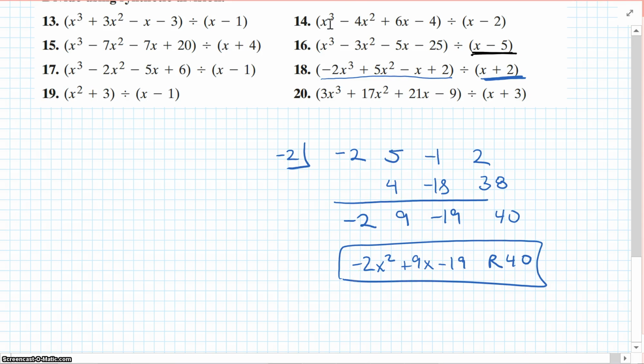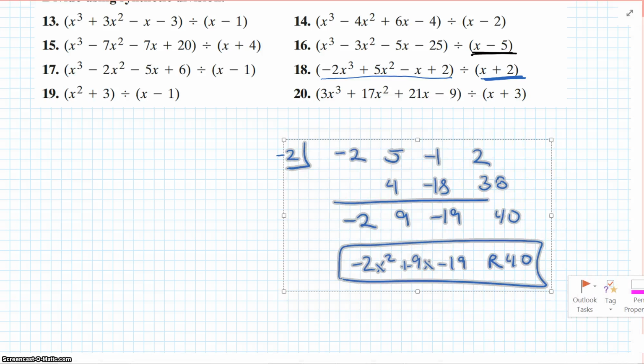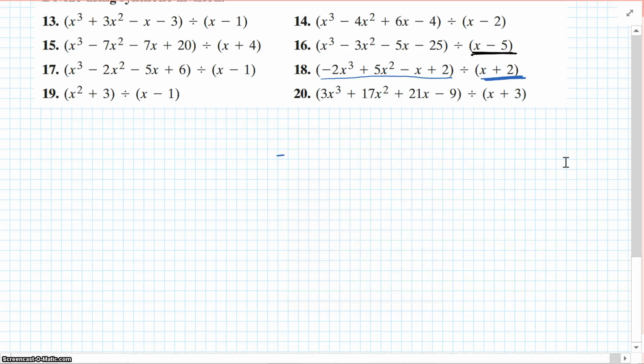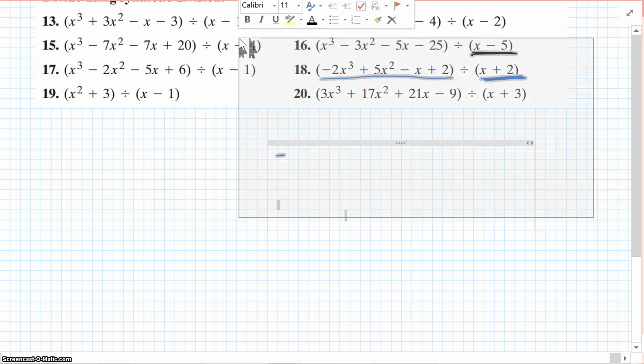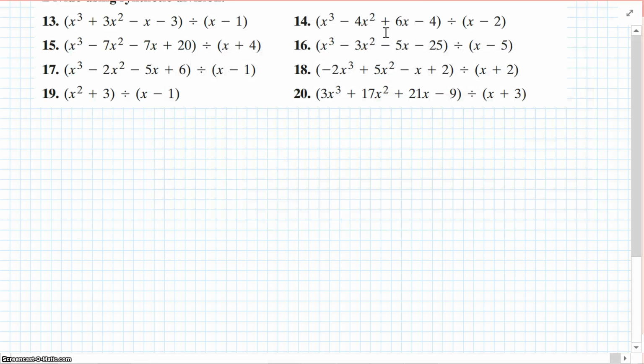Okay, last one we're going to do, number 20. And again, if you can understand these, you'll do good. The word problems may give you a little bit of problems, but just follow the procedures and do what it asks you to do. Number 20, using synthetic division. What's the root of x plus 3? Well, x has to be -3. All the coefficients are accounted for in a third degree polynomial. So you got 3, 17, 21, -9.